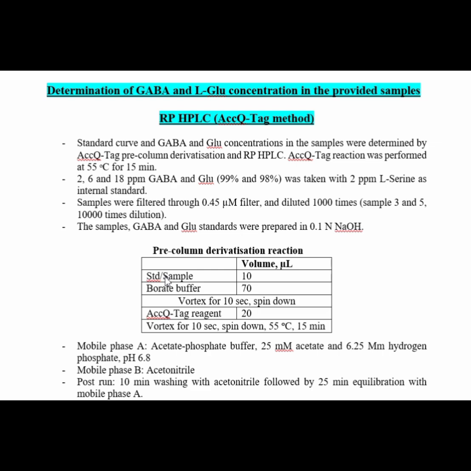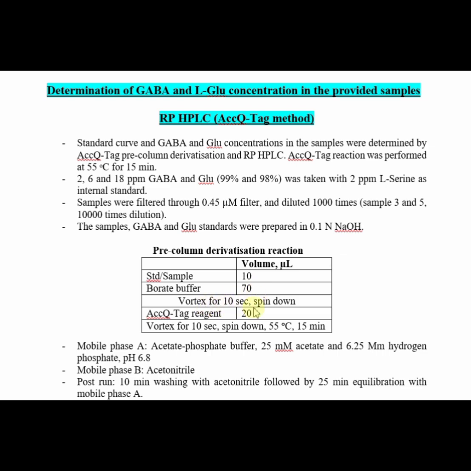Standard means GABA and glutamate standard, and the test samples, volume 10 microliter. First, we have to apply this 10 microliter volume of standard and sample in the reaction vial. We can take a small glass reaction vial of 200 microliter capacity, or we can take a PCR tube also, okay for this. Then apply the company-supplied borate buffer, 70 microliter.